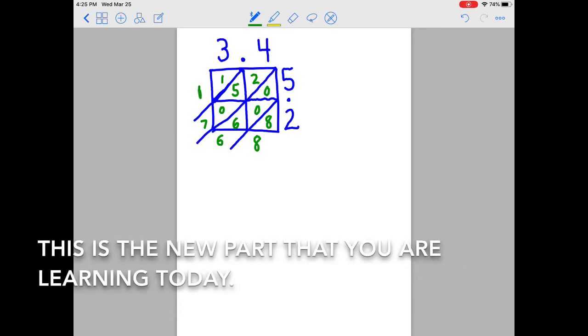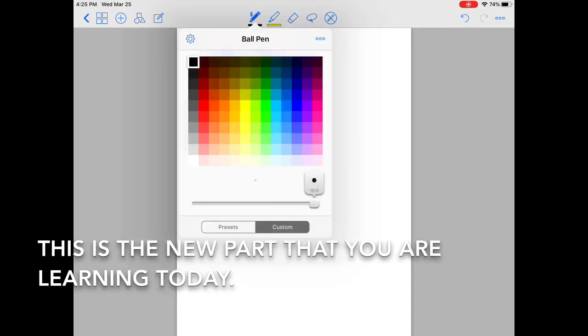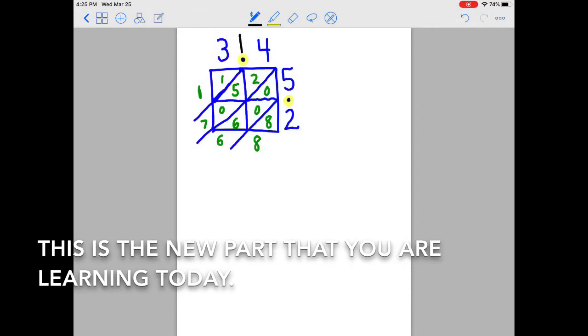Now, this is the new thing you're learning today. This is what you do with the decimal points. So here's the decimal point, and here's this decimal point, right? Also, notice how these decimal points are lined up with this line right here. See how this one's lined up with that line right here. Notice that. So now, this decimal is going to run down this line. This decimal is going to run down this line.